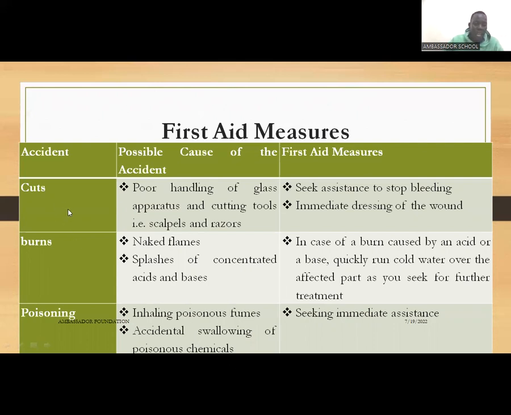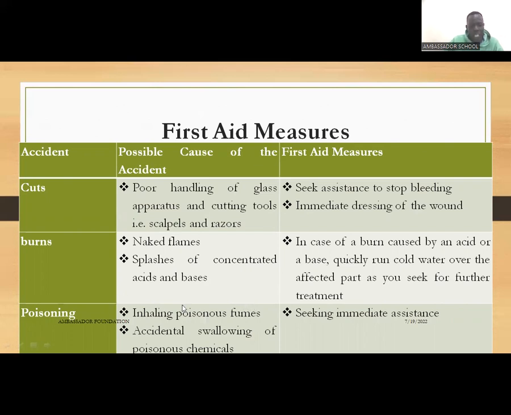We have cuts. What causes cuts? Poor handling of glass apparatus and cutting tools, such as scalpel and razors. You seek assistance to stop bleeding. You apply immediate dressing of the wound. We have burns. You can be burned by chemicals or naked flames. What do you do? In case you are burned by chemicals such as acid or base, you wash with cold water the affected area as you are looking for further treatment.